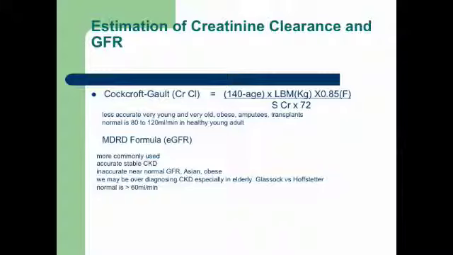We have these formulas that I just want to show you very briefly. The commonest one that we now use is the MDRD formula. This is the one that is expressed on your lab slips. It's very commonly used. It's fairly accurate in stable chronic kidney disease, but there are some flaws to this test, and I'll give you an example in a minute.